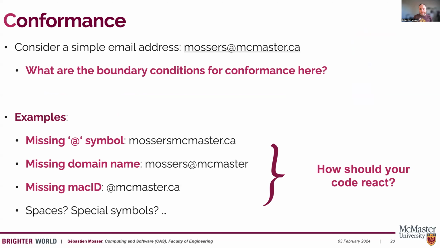So conformance. If you consider just a simple email address, so that's my email, motors at macmaster.ca, what would be the boundary condition here? What would be the border of the space of what a correct email is, what a conform email is? Well, what if I omit the at symbol? What if I'm missing the .ca? What if I'm missing the Mac ID? What if I'm using spaces, using special symbols?